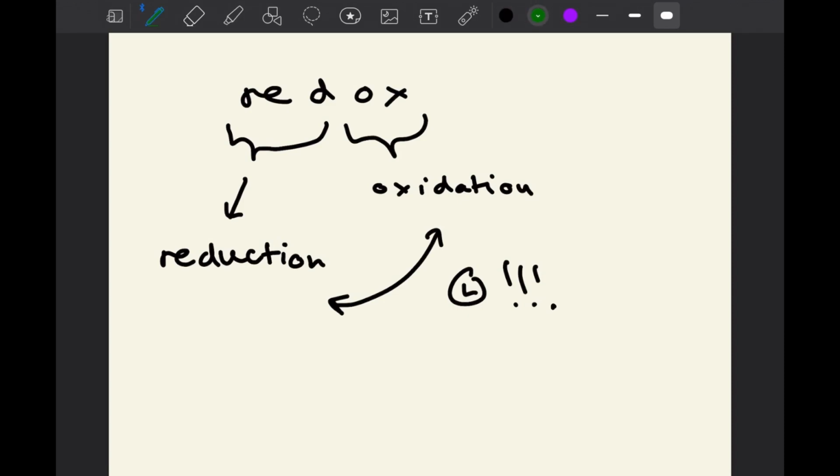But what does reduction or oxidation mean? Well, oxidation is pretty easy to guess. That's when something gains oxygen, right? It gets oxidized. And reduction is the opposite, when something has a loss of oxygen. So these are our basic definitions. A redox reaction is when reduction and oxidation happen at the same time. In oxidation, there's a gain of oxygen, and in reduction, there's a loss of oxygen.